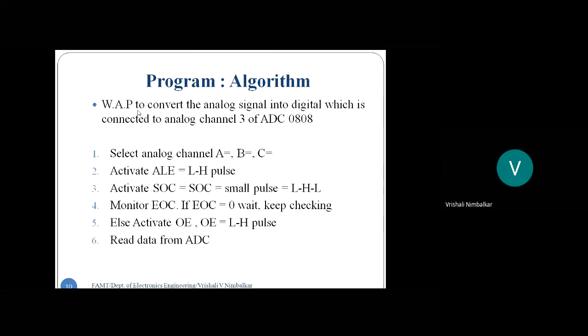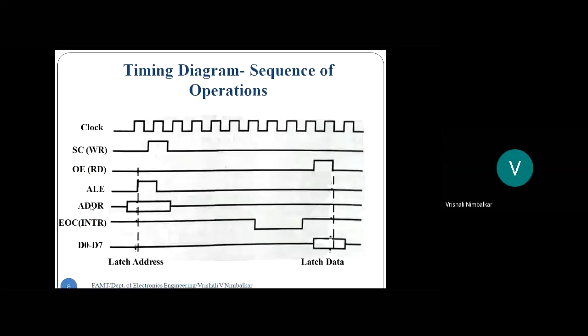Write a program to convert an analog signal into digital, which is connected to analog channel number 3. So we need to write a program and convert that analog signal into digital using 0808, and the signal is connected to channel number 3. Okay, so now for the operations that we saw, I'll go back to the timing diagram because that is easy to understand. So channel 3, so the address that I will be placing is channel 3.